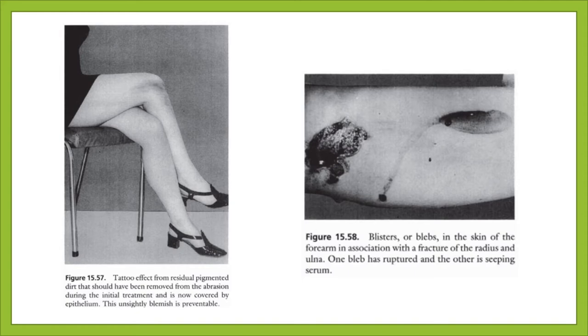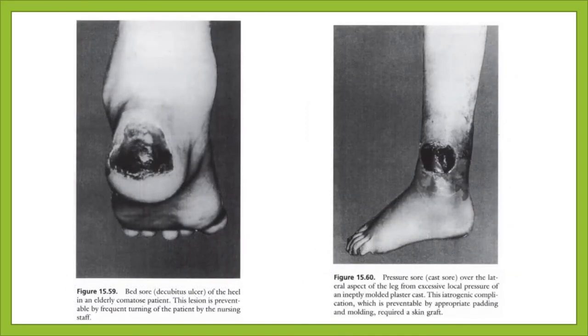Figure 15.59, bed sore, decubitus ulcer of the heel in an elderly comatose patient. This lesion is preventable by frequent turning of the patient by the nursing staff. Figure 15.60, pressure sore, cast sore over the lateral aspect of the leg from excessive local pressure of an ineptly molded plaster cast. This iatrogenic complication, which is preventable by appropriate padding and molding, required a skin graft.